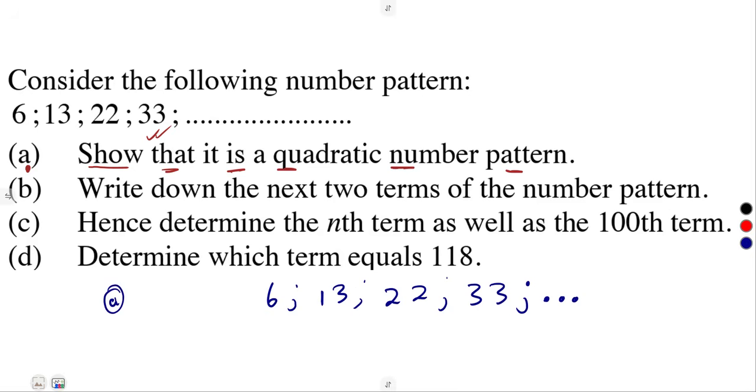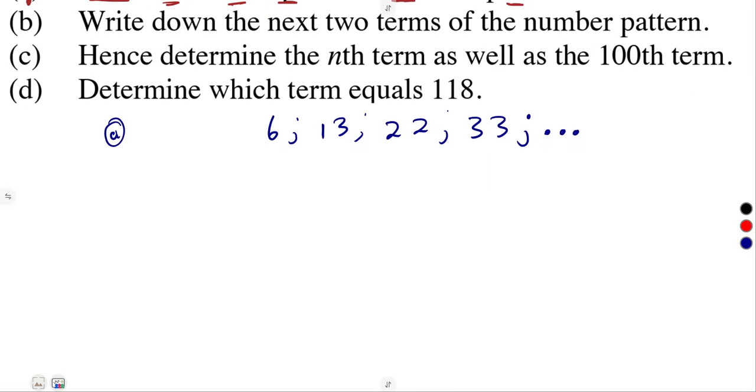All right, so let us find our differences. We are first going to find the first differences from these terms that we are given: first term, second, third, and fourth. That is 13 minus 6, the difference between these two, which is 7. Then 22 minus 13, that is T3 minus T2, which gives us 9. And 33 minus 22, which gives us 11.